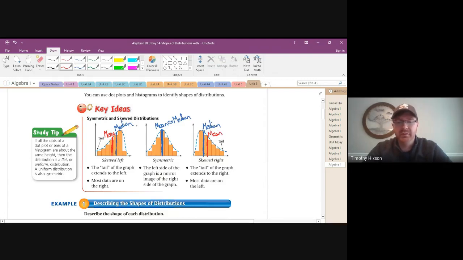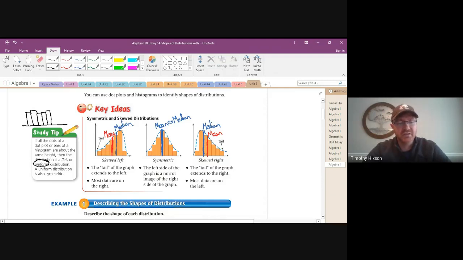The mean is right there. So that's the idea. Now, there is a little tip over here. If everything is about the same, we call this a uniform distribution. That would be like if we had a histogram that looked something like this. They don't have to be all the same, but they're all basically the same. If we had something like this, that would be approximately a uniform distribution.